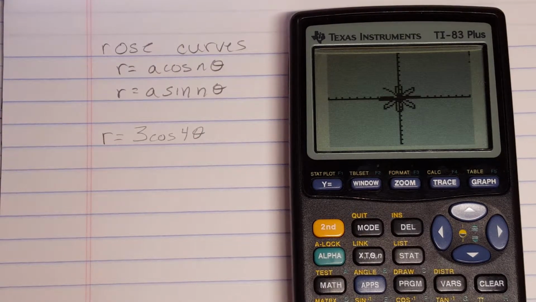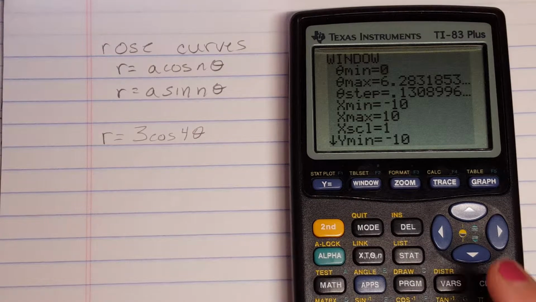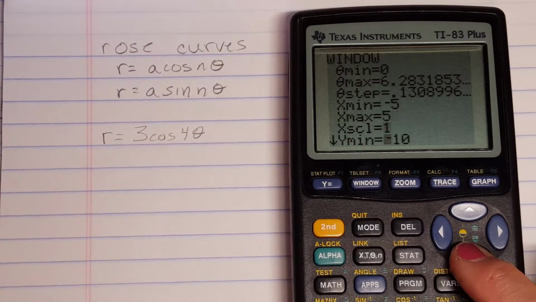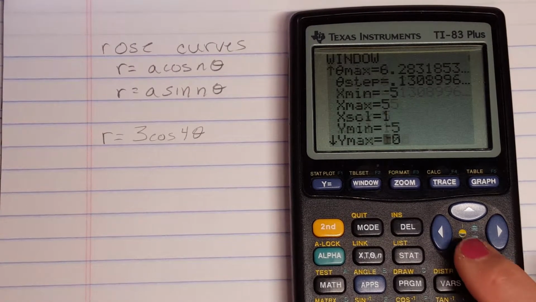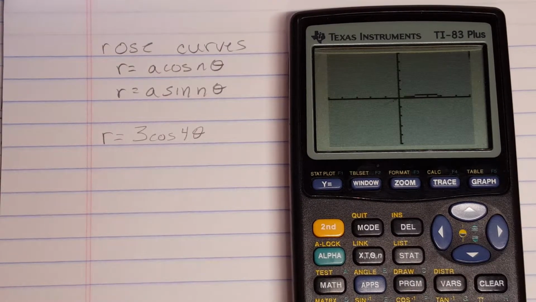And they end up being really fun graphs. I'm going to make my window X-min, I'm going to do -5 to 5 so you can see it a little clearer. And this should really be a fun part of the project. Okay, they end up being these nice little flowery type curves.